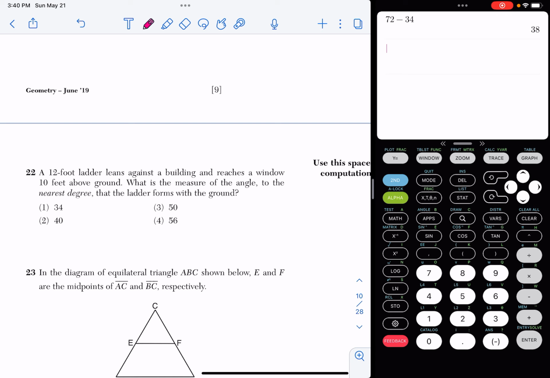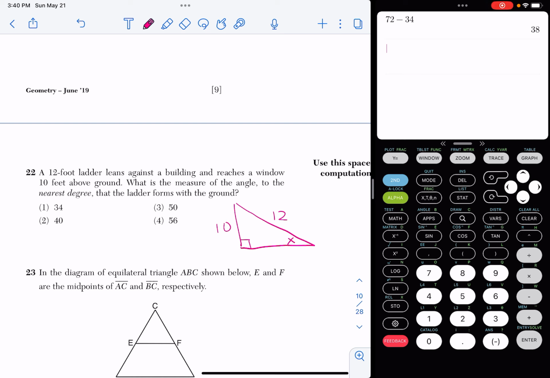22. A 12-foot ladder leans against a building. It reaches a window 10 feet above the ground. I know that this is going to be a question where I have to use SOHCAHTOA. So the ladder is the hypotenuse that's leaning against the building, and it reaches a window 10 feet above the ground. What is the measure of the angle the ladder forms with the ground?